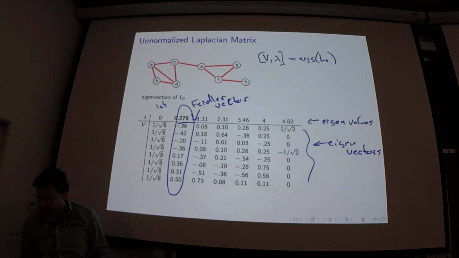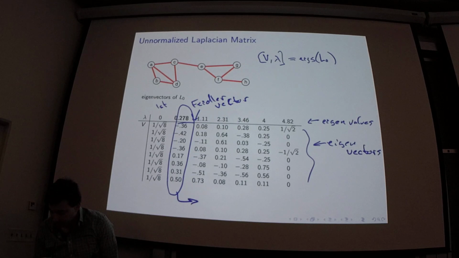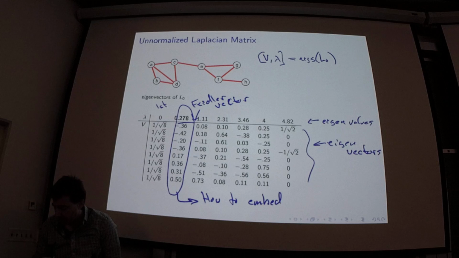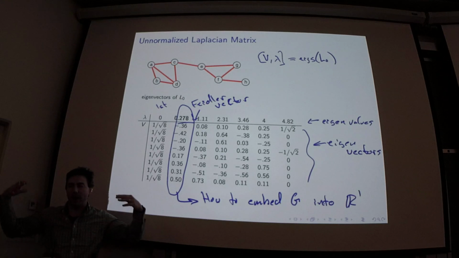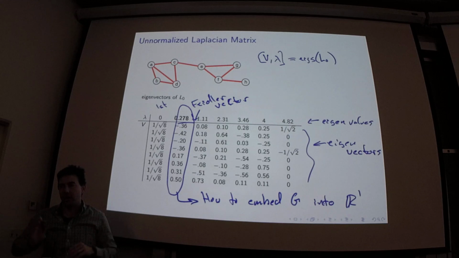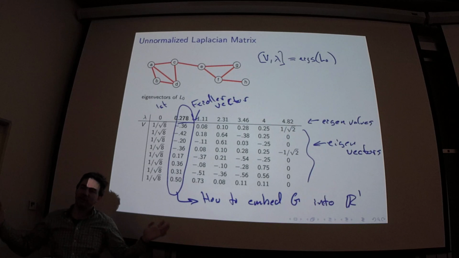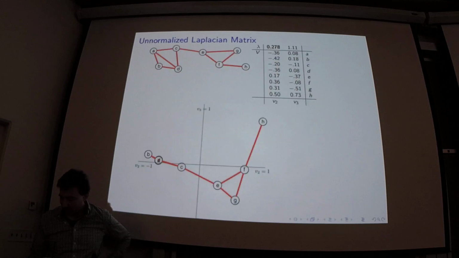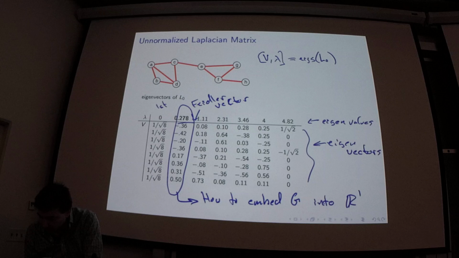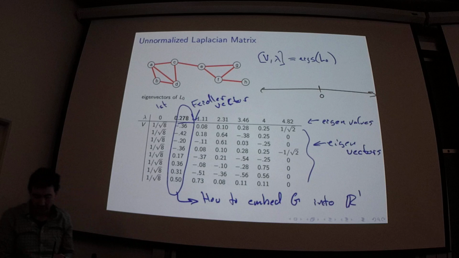What this tells us is how to embed the graph into R1, into one dimension. I'm going to embed the graph the best way possible into one dimension, and in one dimension it's easy to find a cut. So let's go and try and work through this first, just in one dimension here.